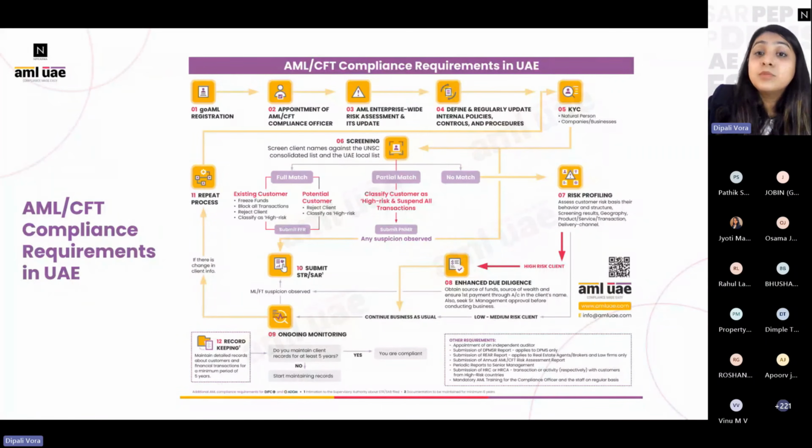Apart from that, there are some more obligations also, like getting your AML CFT independent audit done. Then you also have to report certain transactions. This is specifically for dealers in precious metals and stones and real estate agents and brokers.